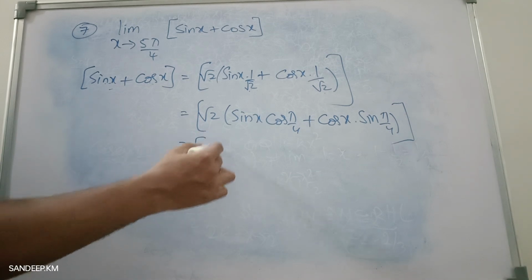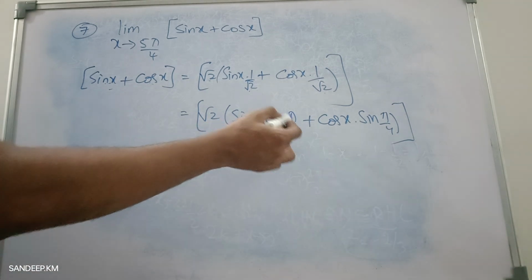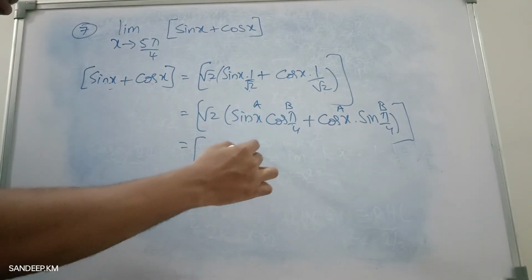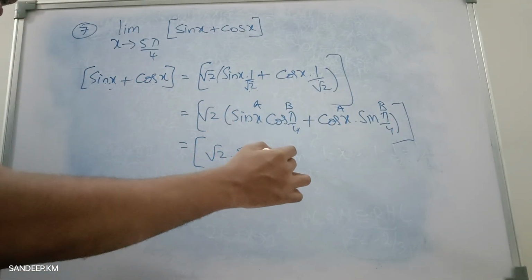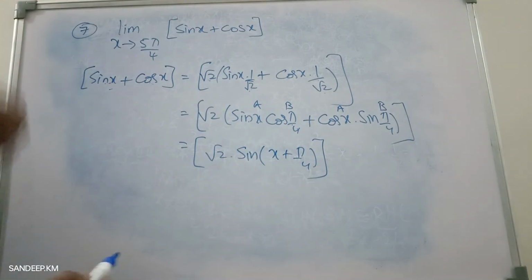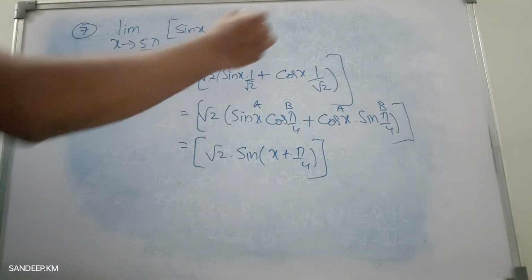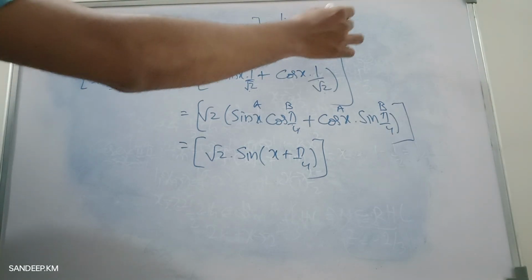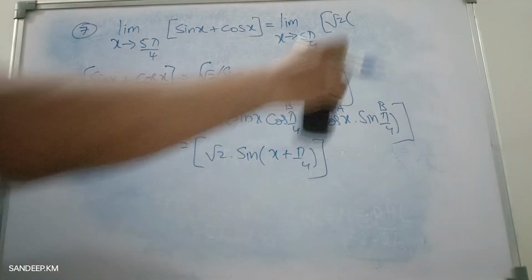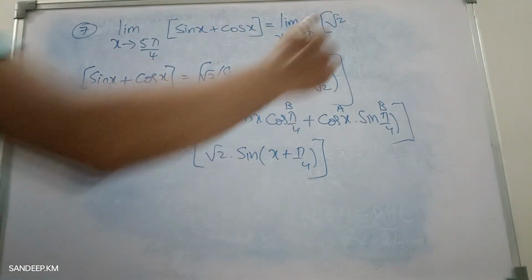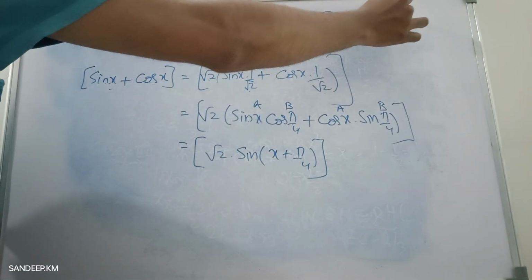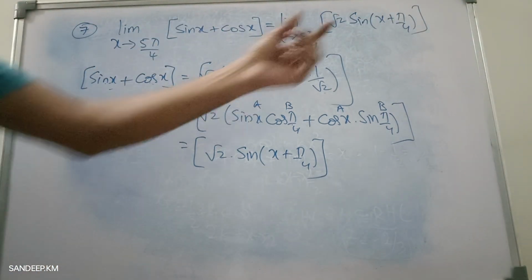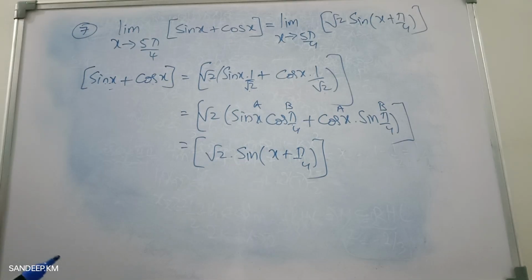And it is equal to step of root 2 into sin a cos b plus cos a sin b. What is that, dear students? Sin of a plus b, that means sin of x plus pi by 4. So therefore, this can be written as limit x approaches 5 pi by 4, step of root 2 into sin of x plus pi by 4. Okay, fine. I just simplified the question.